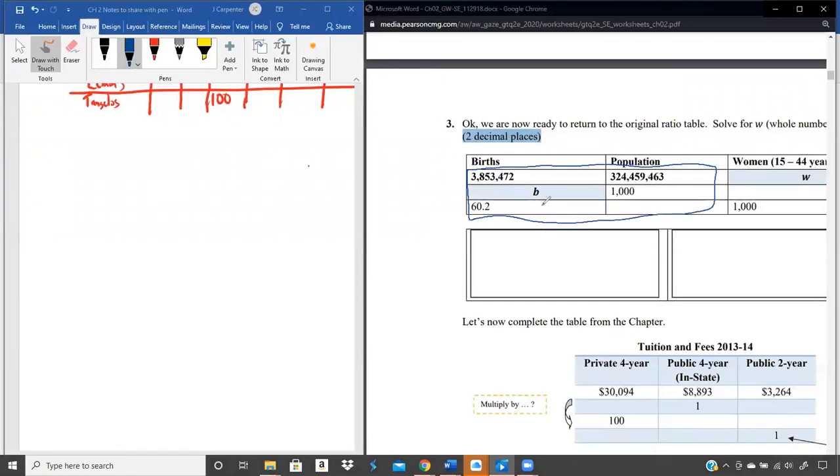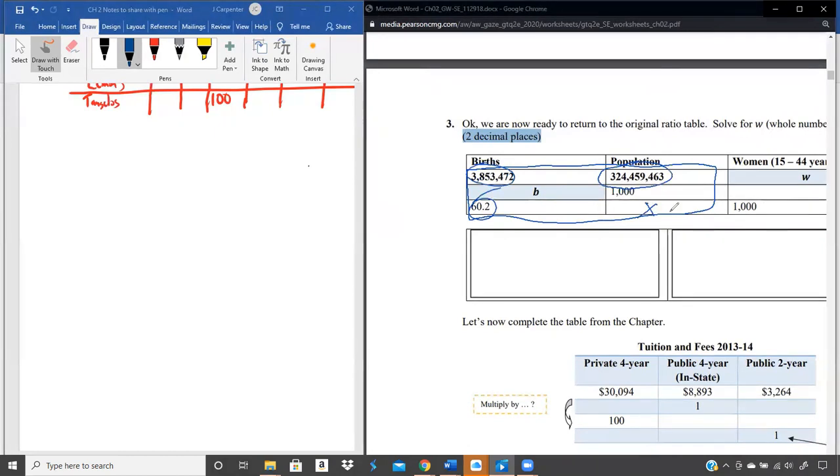First of all, the B isn't in a corner. And you got 3 numbers in corners, it would actually solve for this right here. If you used this number, and this number, you could go 3.8 million over 60.2 equals 324 million over X. But I was not asked to find the population if there's only 1,000 women of birthing age. So again, scaling down the population. We weren't asked to find that.